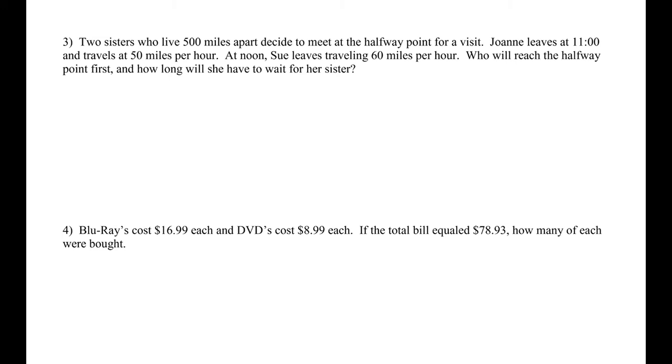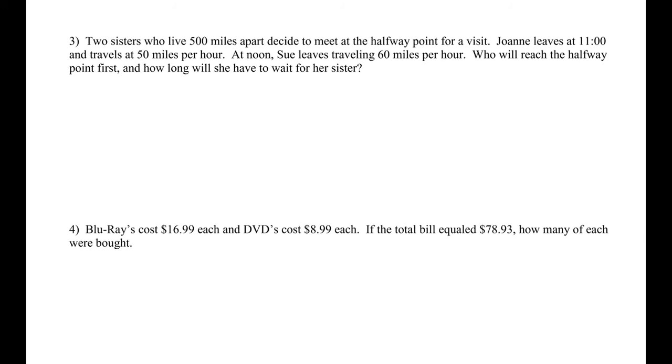Problem number 3 says two sisters who live 500 miles apart decide to meet at the halfway point for a visit. Joanne leaves at 11 and travels at 50 miles per hour. At noon, Sue leaves traveling 60 miles per hour. Who will reach the halfway point first, and how long will she have to wait for her sister? So we're going to set up two formulas, one for Joanne and one for Sue. And we are once again going to be using the distance formula.